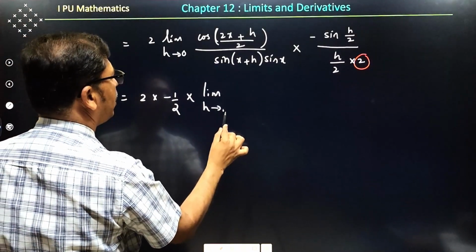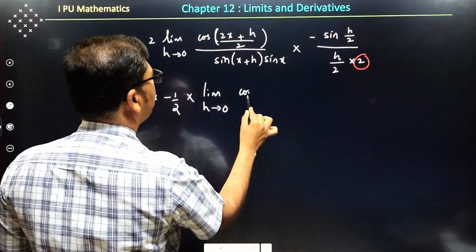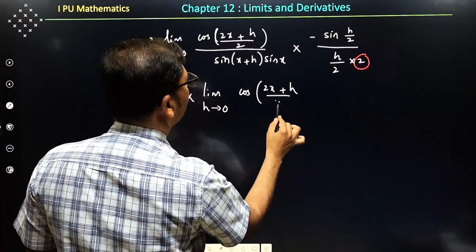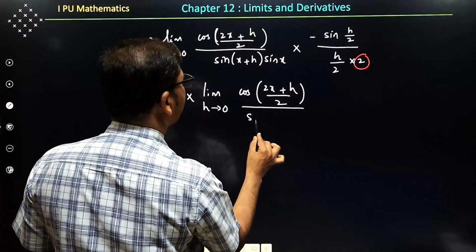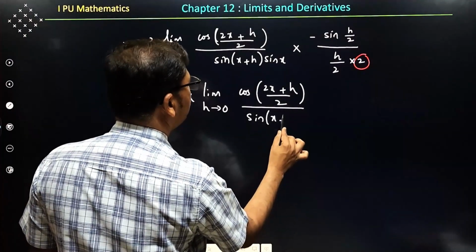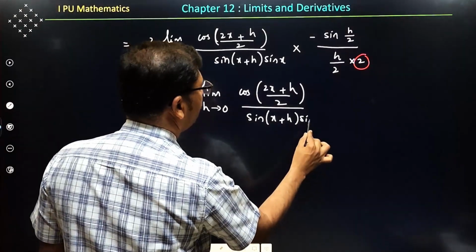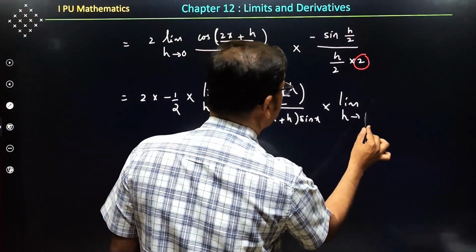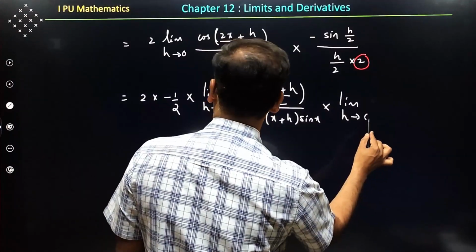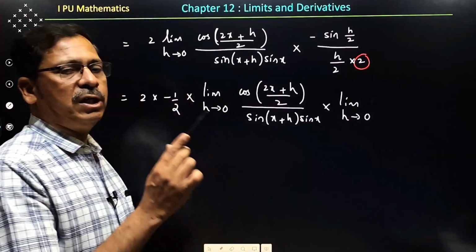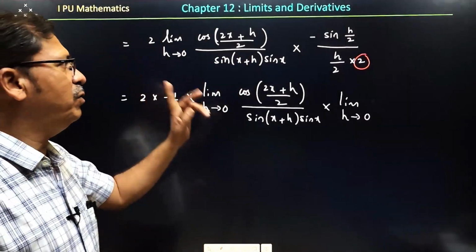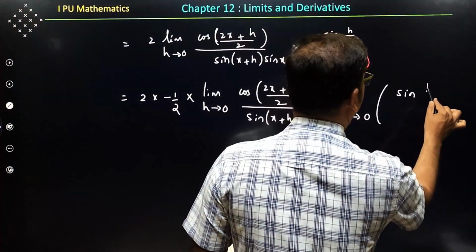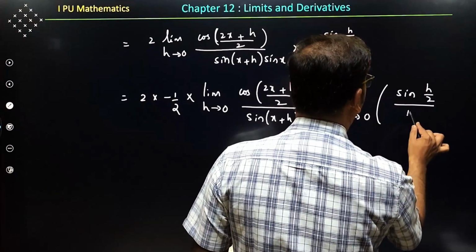Otherwise one more step I would like to enhance. Cos of (2x plus h) by 2, whole divided by sine of (x plus h) into sine x, into the limit. Once again split the limit here, h tends to 0. 2 is taken outside. Minus 1 is taken outside from the numerator. So what remains here? Sine of h by 2 divided by h by 2 remains.